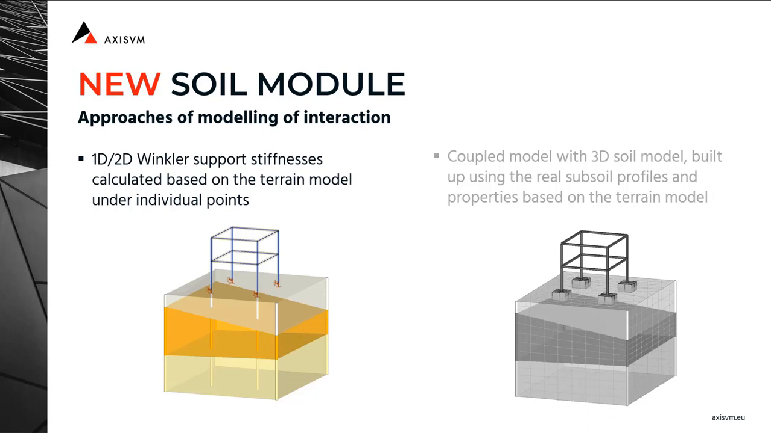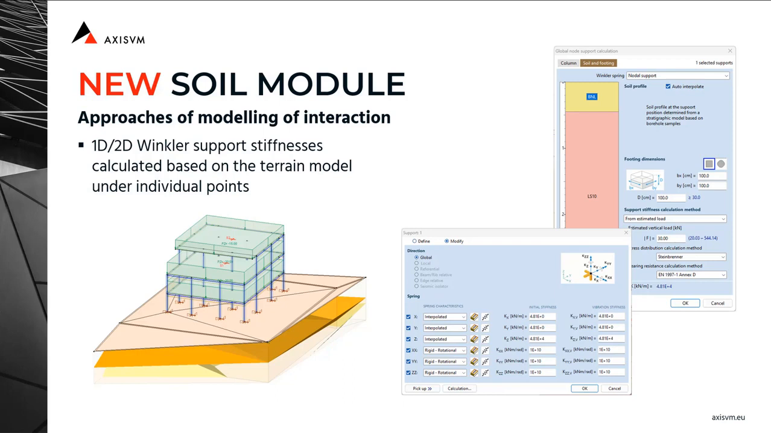First, let's check how the 1D, 2D Winkler support stiffness calculation approach works. A combination of a soil profile, the parameters of the footing, and the calculation is called a Winkler spring, representing an estimated support. This existing functionality has been improved, so if there is a terrain model available, soil profiles can be interpolated under each nodal, line, or surface support point from the stratigraphic model. This way, Winkler springs can be calculated in mass without the need of going through each support and adding their corresponding soil profiles. Let's see what it looks like in the software.